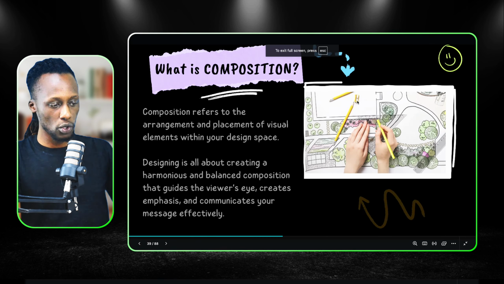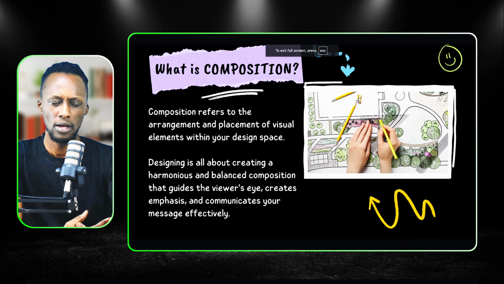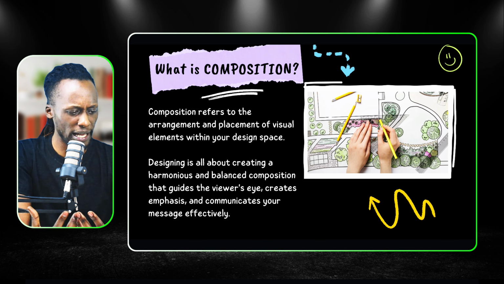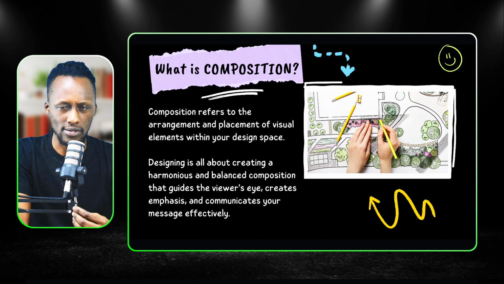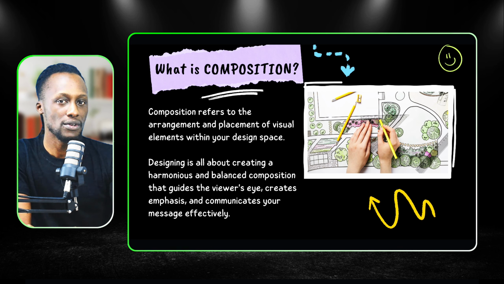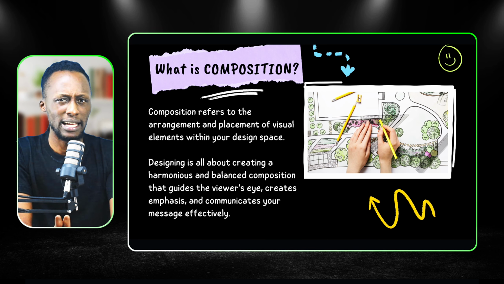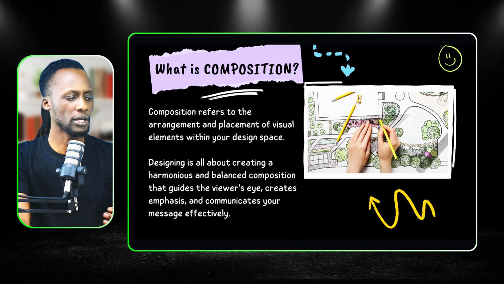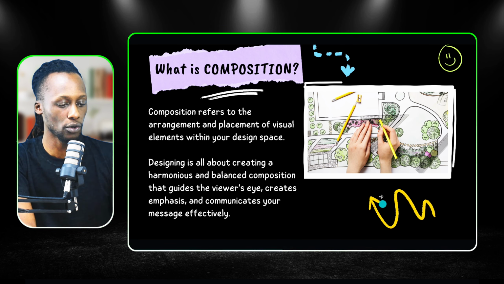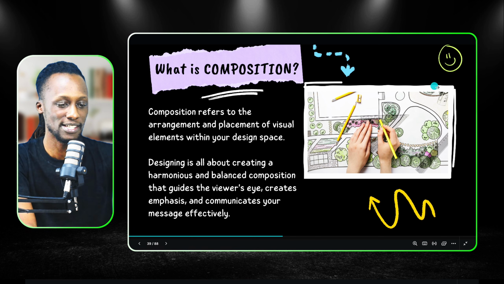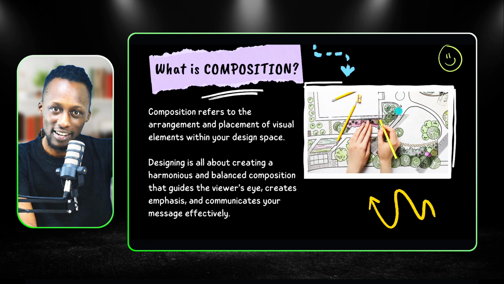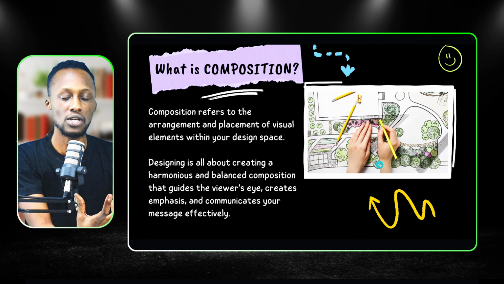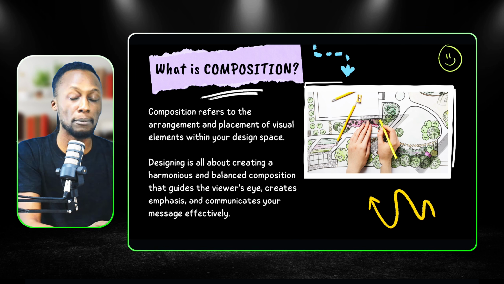Now, designing is all about creating a harmonious and balanced composition that guides the viewer's eyes, creates emphasis on places where you need emphasis, and communicates exactly what you want to communicate. A good example here: you can see that I'm using this arrow to point back here. I'm using this smiley emoji to look down on this design and smile. I'm also using this arrow to point your eyes here. So I'm using all these elements to visually guide your eyes to places that I want.